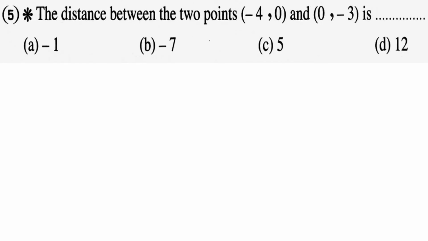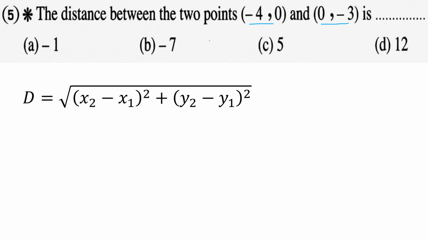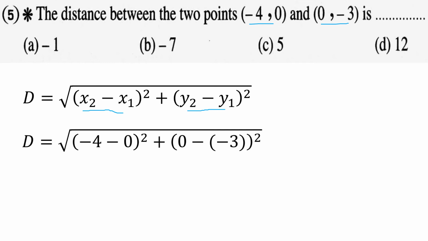Question 5. The distance between the 2 points (-4, 0) and (0, -3). You know the rule of course. We say the distance equals the root of (x2 minus x1) all power 2 plus (y2 minus y1) all power 2. Let's substitute. x2 -4 minus x1 is 0. y2 0 minus -3. When we put this under the root, it will give me root 16 plus 9, which will give me finally 5, and this is the final answer.